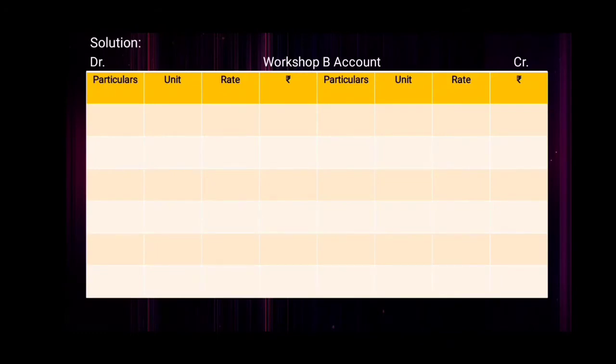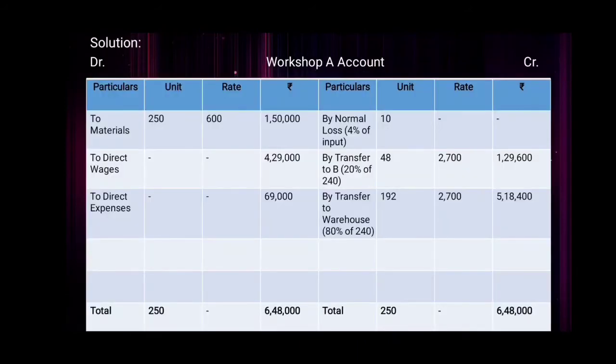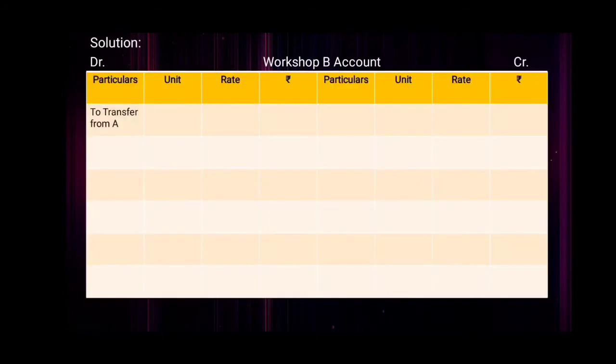Now let us prepare workshop B account. By transfer to B, that is 20% of 240, so 48 units at the rate of 2,700. Total amount being 1,29,600 will be transferred to workshop B account. To transfer from A, 48 units at the rate of 2,700. Total amount will be 1,29,600.